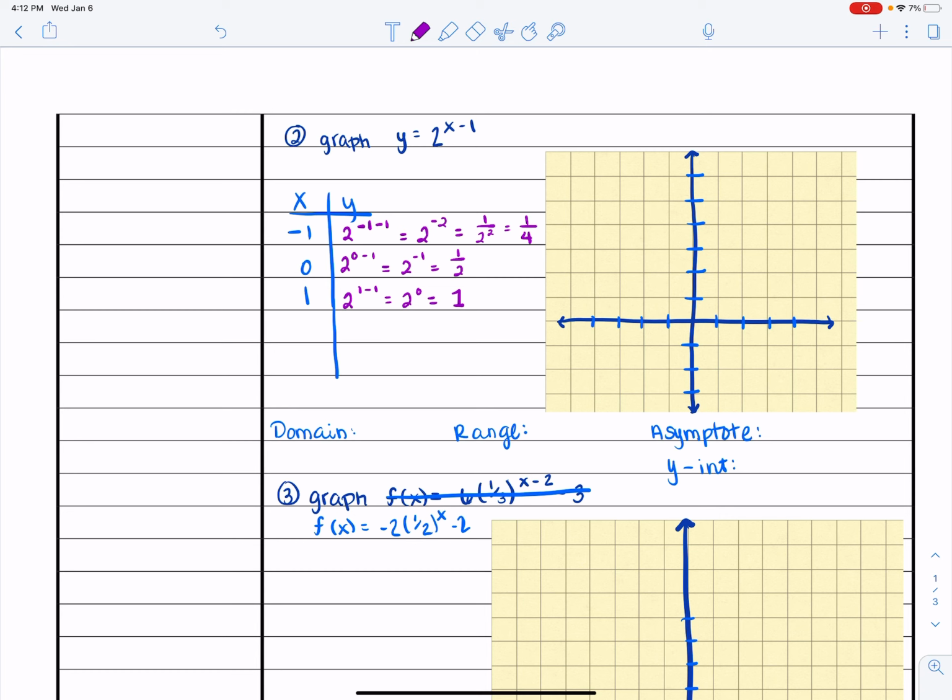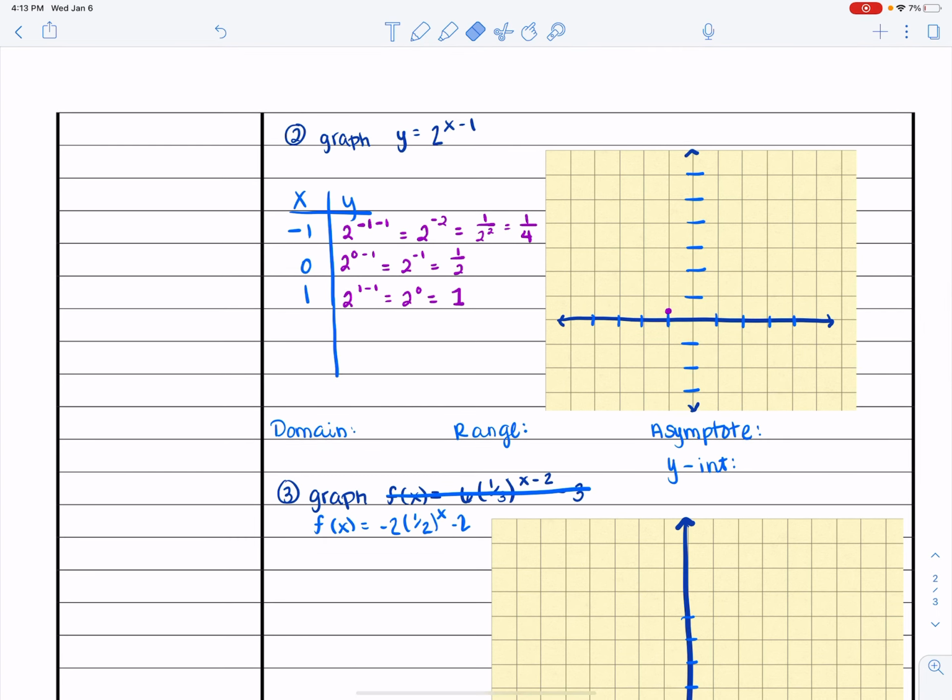Okay, so let's plot these. We know negative 1, 1/4. It's about there. We know 0, 1/2. Oops, back. Okay, then we know 1, 1. All right, now let's pick a couple more. So let's do 2. So 2 to the 2 minus 1 is the same as 2 to the first power, so it's 2. So at 2, we have a point at 2. Then at 3, we have 2 to the 3 minus 1 power, so 2 squared is 4. So at 3, we're at 4. Okay, so I'm pretty confident to say that this is my graph.